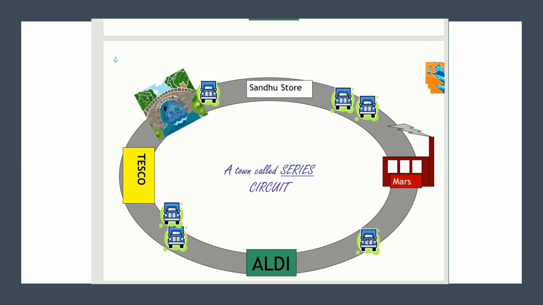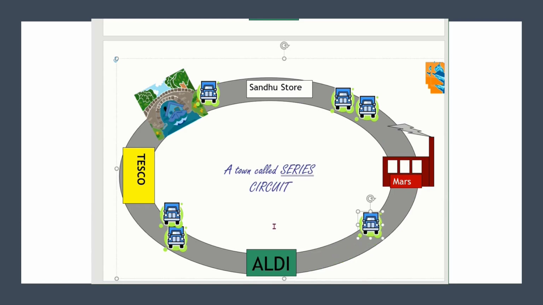So these electrons will move around the circuit. They'll make a delivery to Aldi. They'll make a delivery to Tesco. They'll go over the bridge. They'll take a delivery to Sandu stores. They'll go back to the factory, get filled up with more Mars bars, and away they'll go again.